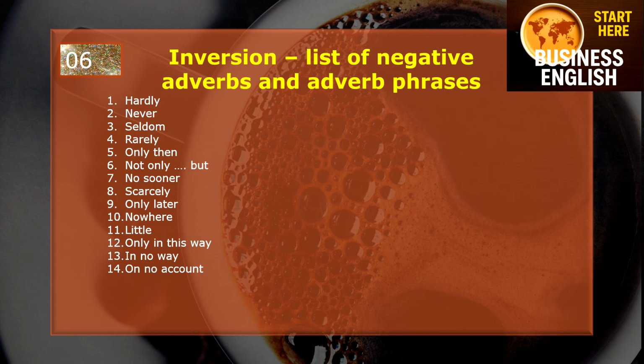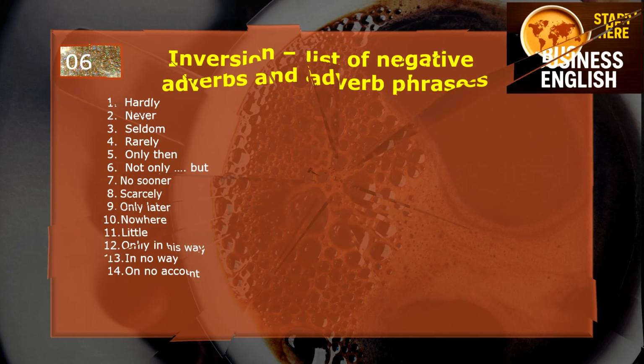Inversion, list of negative adverbs and adverb phrases: hardly, never, seldom, rarely, only then, not only but, no sooner, scarcely, only later, nowhere, little, only in this way, in no way, on no account.